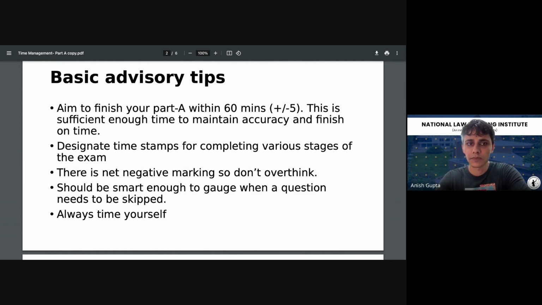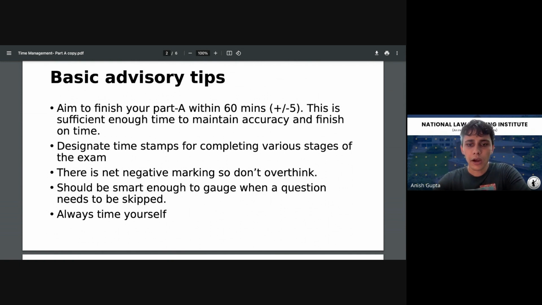suffer because of that. So for me, and through experience and based on various students we have mentored over the years, we have realized that about 60 minutes, and as I said, plus minus 5 minutes is what ideally candidates take to finish their part A. So that gives you about 1.5 hours for part B, which is, I believe, more than enough for you to write elaborate and descriptive answers in part B.